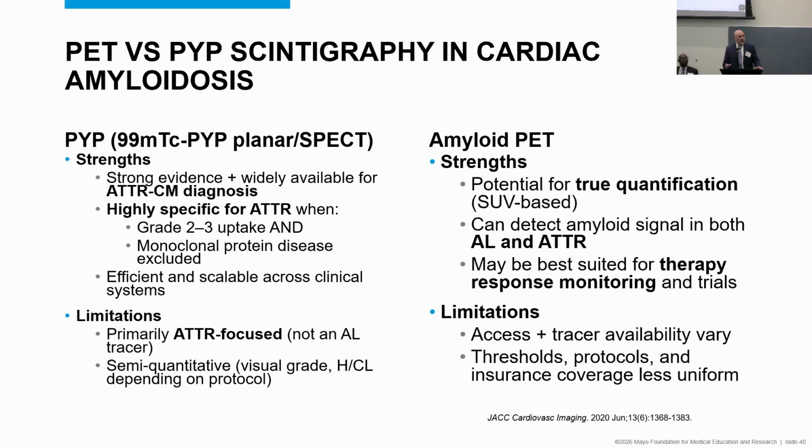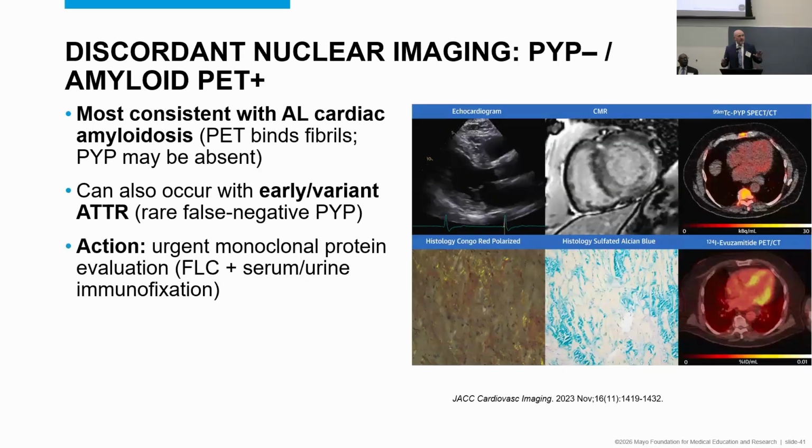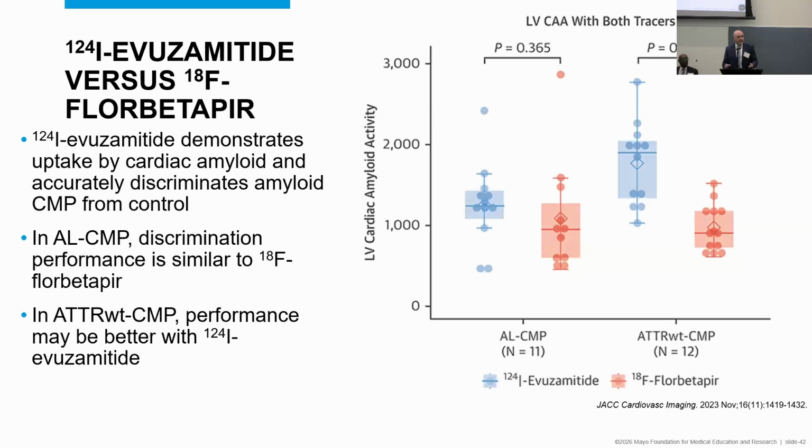And when we talk about could you have discordant, where your PYP is negative but your PET is positive, the answer is yes. You can get that obviously if you have AL, because TTR is... AL is not going to be picked up. There's some overlap, but generally you have to exclude AL before you do your PYP. But if you have uptake on your PET, but your PYP is negative, think about AL amyloidosis. And you can also get this in early or variant TTR.